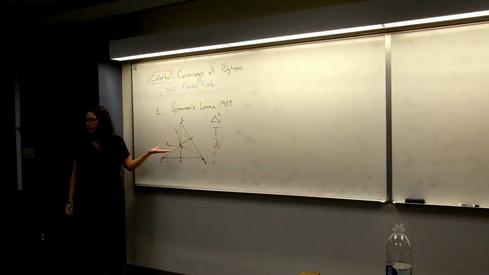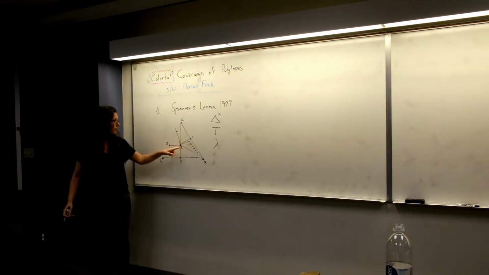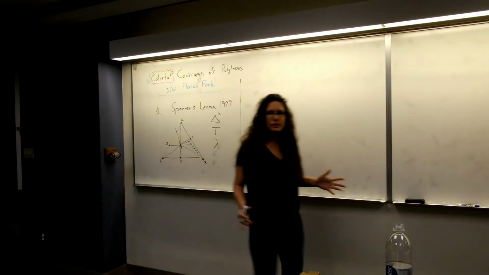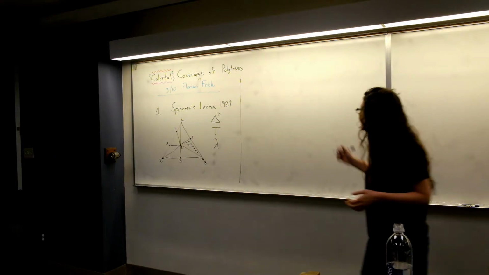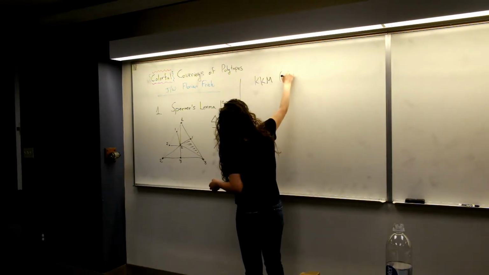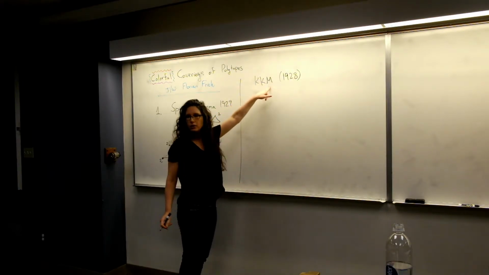Then Sperner's lemma promises us that however we do this, as long as we keep this nice labeling property, we can find a simplex in the triangulation that is labeled by all distinct colors, or all distinct numbers. So here, for example, we have this simplex and it is labeled by 1, 2, and 3. Okay, this is Sperner's lemma. A somewhat less known brother of this lemma is the KKM theorem, and this is from 1928, due to Knaster, Kuratowski, and Mazurkiewicz.